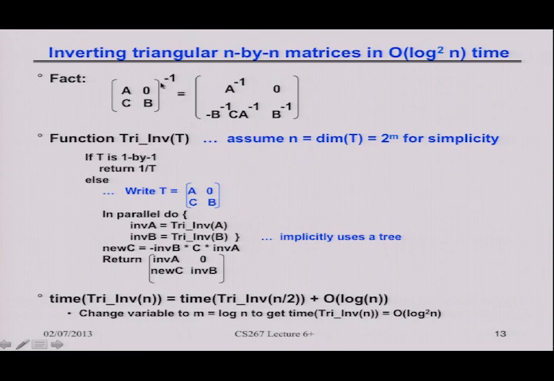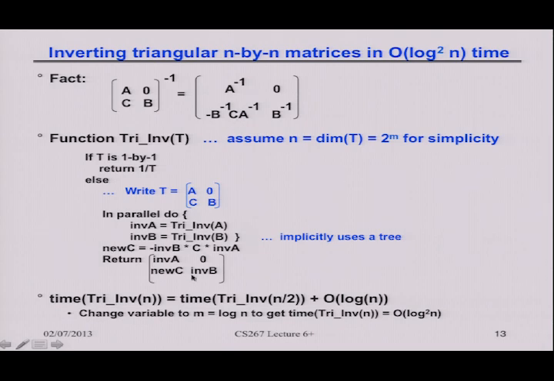I'm going to do divide and conquer. If my original matrix is 1 by 1, then I just do the division and return the answer. Otherwise, I break it up into these problems of half the size. In parallel, I invert A and I invert B. So I call the same subroutine in those two corners, and that runs in parallel. And once I get those answers, I do those matrix multiplies. And that fills in that corner, and I return the answer.